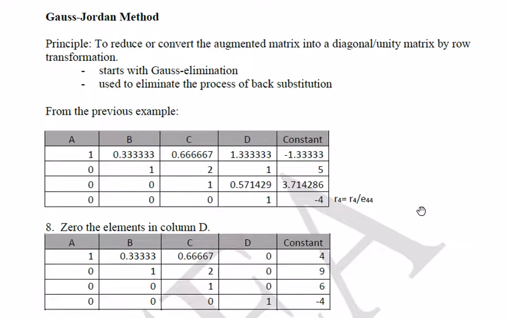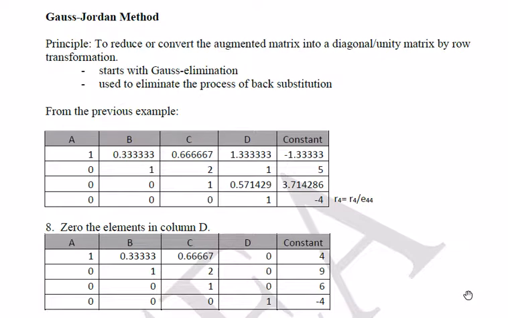In today's discussion, we will be discussing the Gauss-Jordan method. The principle behind the Gauss-Jordan method is to reduce or convert the augmented matrix into a diagonal or a unity matrix by row transformation. In our review of matrices, when we say diagonal matrix, it means that the diagonal elements of the matrix are all equal to 1, and the upper and the lower triangular elements are all 0.